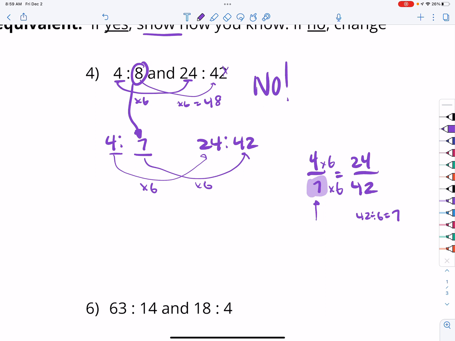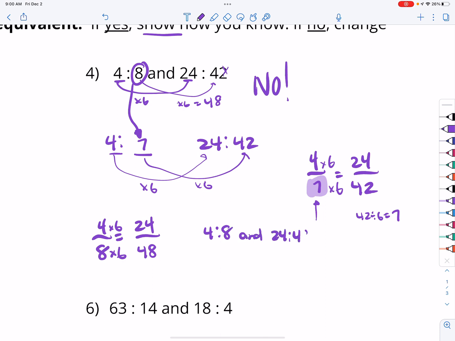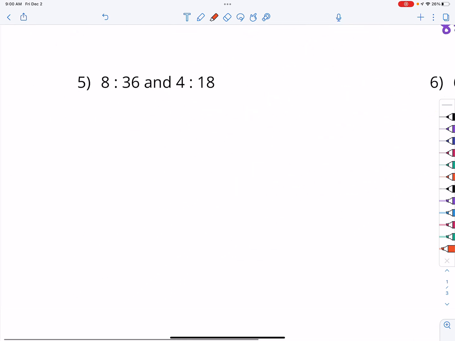Now you could also say, I want to keep this 4 to 8 and keep my 24. So 4 times 6 equals 24. So I would need to do 8 times 6, and that would equal 48. So my other option is I could have 4 to 8 and 24 to 48 and just change this 42 to a 48. Whew. All right. Next, we have 8 to 36 and 4 to 18.